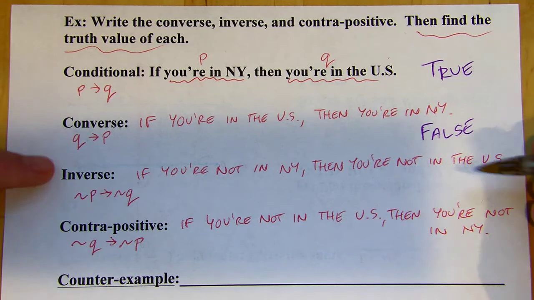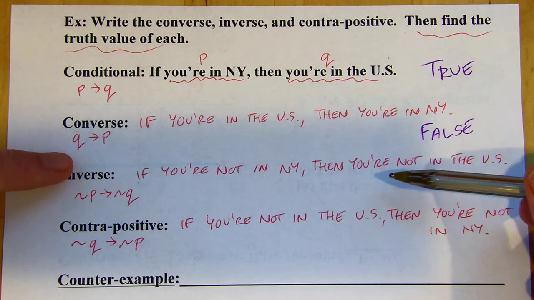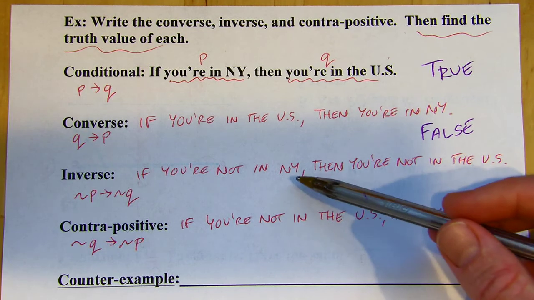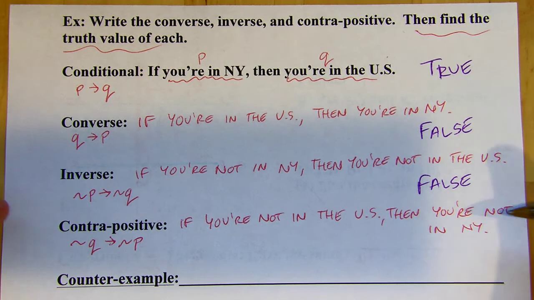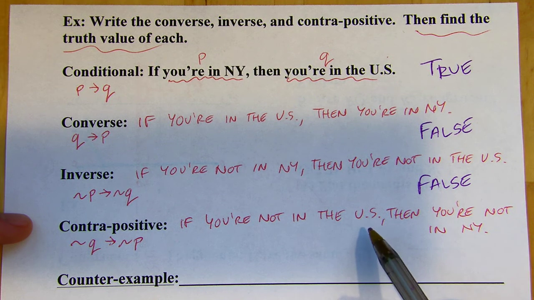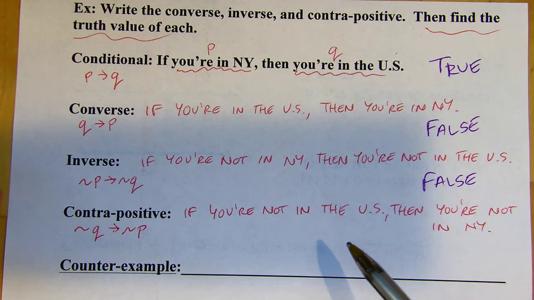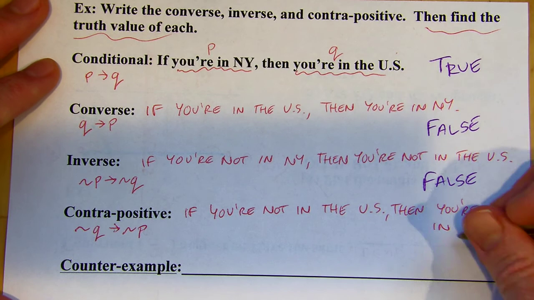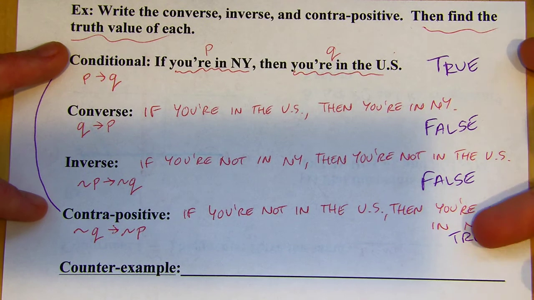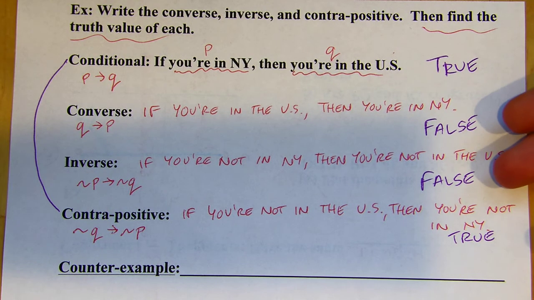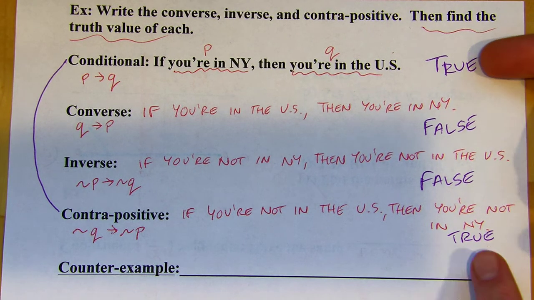Okay. If you're not in New York, then you're not in the US. Well, in Walnut Creek, you're not in New York, but you are in the US, so that is false again. Okay. And then the contrapositive, if you're not in the US, then you're not in New York. So if you're outside of the US, then you're definitely not in New York, so this one is true. Okay, and you can see how these two had the same truth value. Now it just so happened these two were false, but they're not necessarily linked to each other. There's no pattern with the converse and inverse. You just have to think about if they are true or false. But these two always go together.